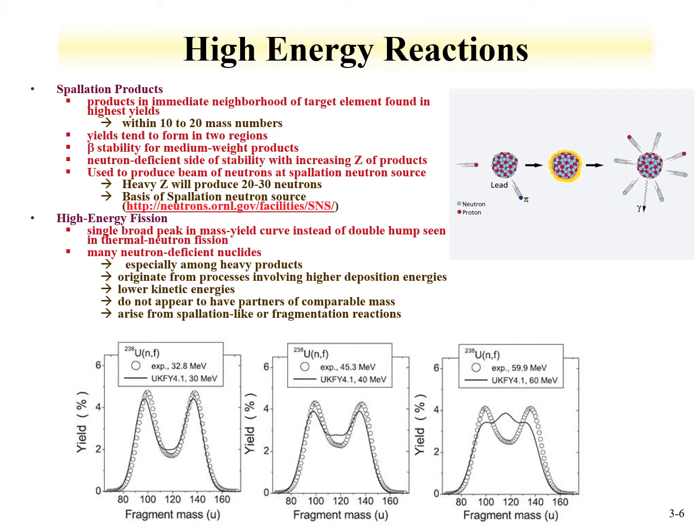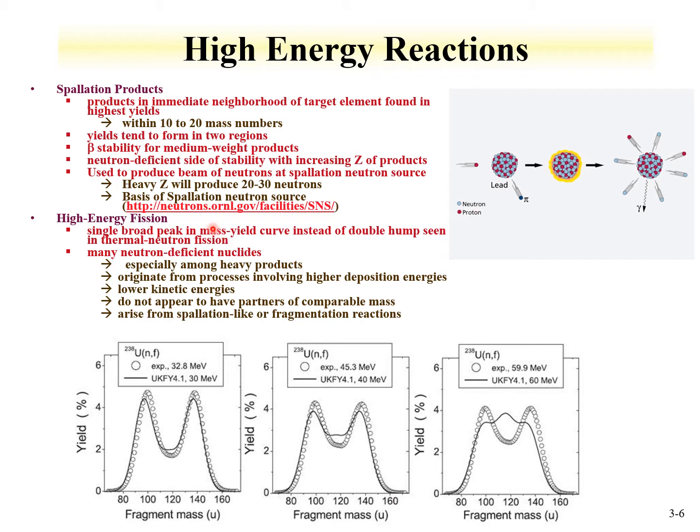You'll tend to make beta-stable, medium weight products, and this route, spallation products, is used to produce neutrons at spallation neutron sources. Heavy Zs will produce 20 to 30 neutrons per proton interaction, and there's a web page listed here for the spallation neutron source that's run at the Oak Ridge National Laboratory that has information on this technique and the application of it for developing neutron sources.